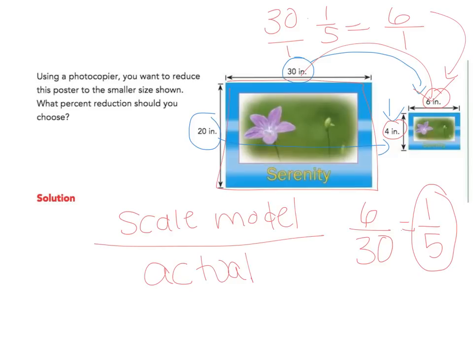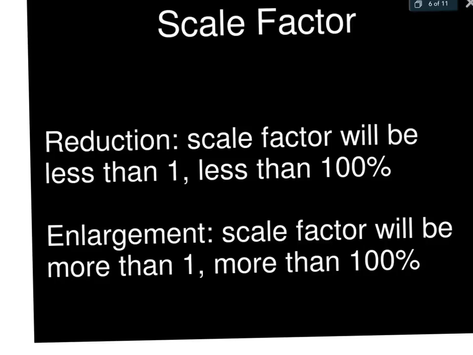So because this is getting smaller, your scale factor is less than 1 whole. So what you want to do is divide these two numbers. You put scale model over actual, and when you divide them, you find your scale factor. And again, scale factor is what you're multiplying each of these dimensions by to get your new figure. So again, for a reduction, your scale factor is going to be less than 1 or less than 100%. If it's being enlarged, your scale factor will be more than 1 or more than 100%. Reduction means it's getting smaller. Enlargement means it's getting bigger.